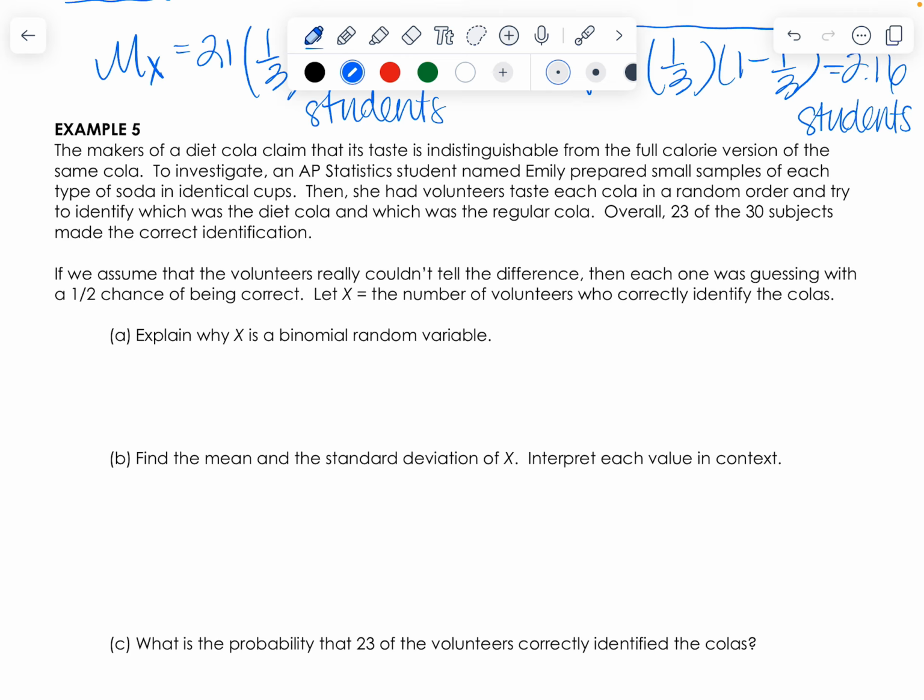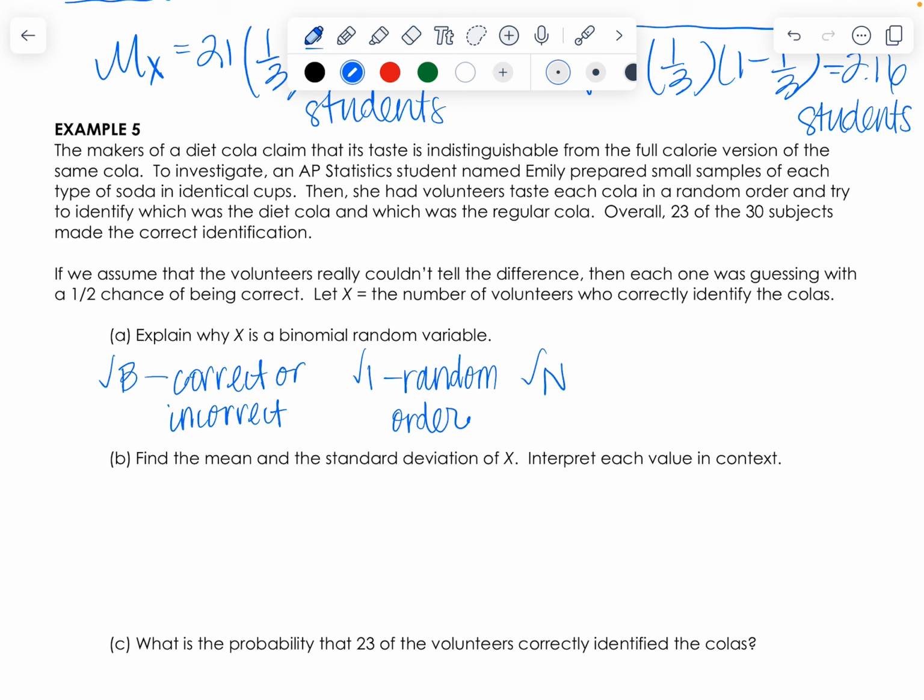First, we have to explain why it's a binomial random variable. We're going to do so just by checking off BINS. This is binary because a student is either correct or incorrect. It is independent because she used a random order. There is a specified number of trials because there were 30 students. And the probability of success is 1/2.